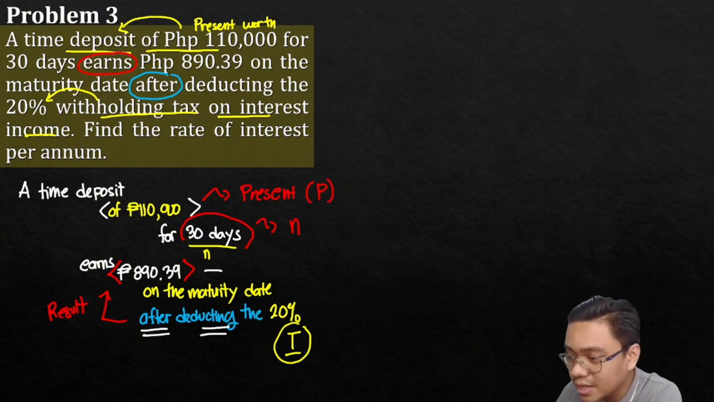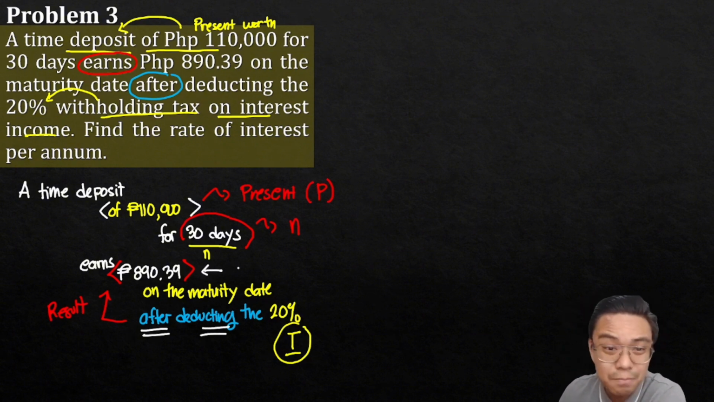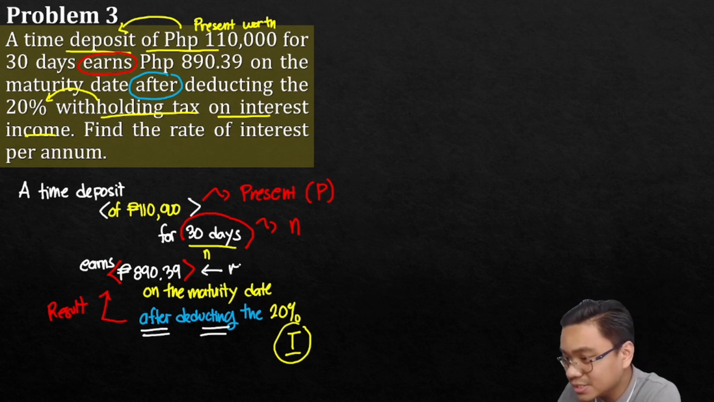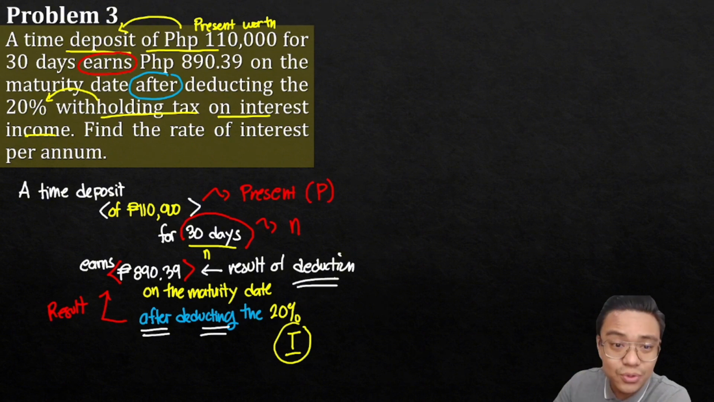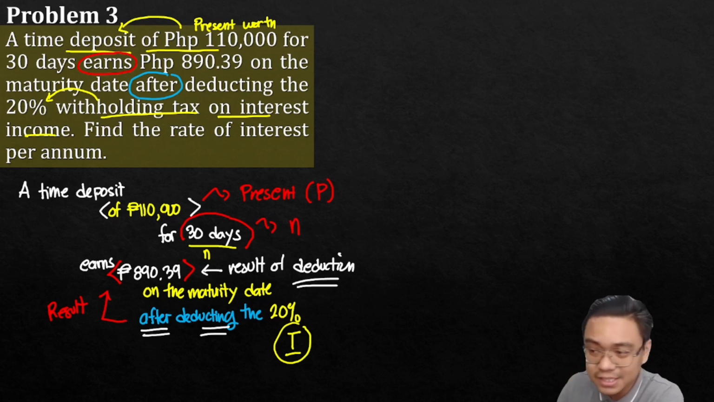So, meaning to say, the 890.39 there, it is the result of deduction. Meaning to say, that is not our I, but we have to understand that the 890.39 there is part of your I. Okay, so listen carefully.